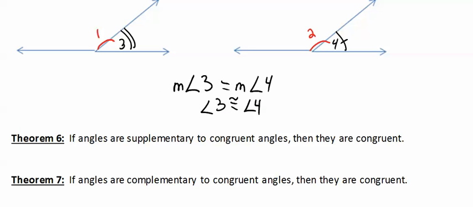Bringing us to the next theorem in this section. If angles are supplementary to congruent angles, then they are congruent. The same can be said with complementary angles. If angles are complementary to congruent angles, then they are congruent.